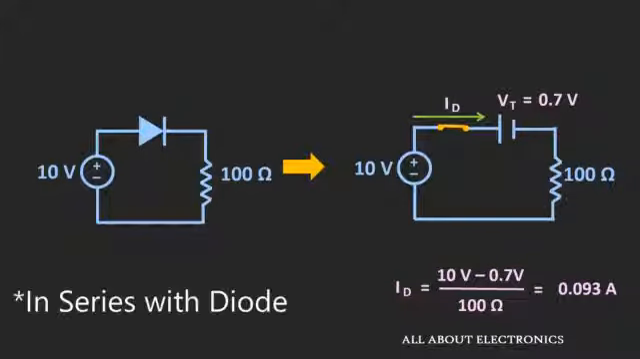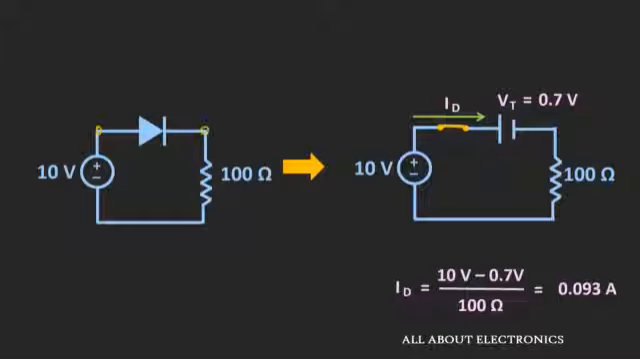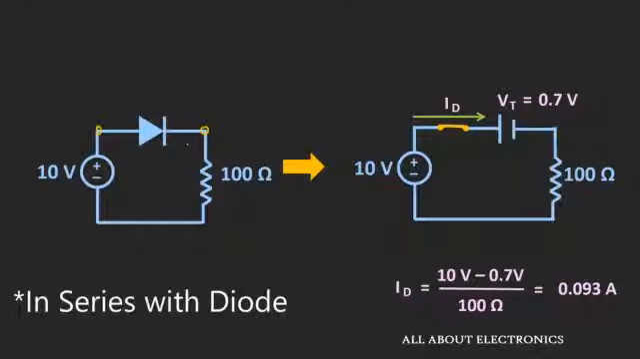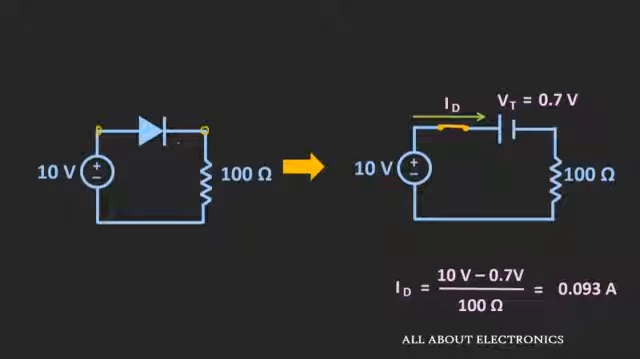So in the circuit, if the Thevenin's equivalent resistance which appears across the diode is much more than the diode resistance, in that case the diode resistance can be neglected. But if the Thevenin's equivalent resistance is comparable to the diode resistance, then we also need to consider this diode resistance. For example, let us assume that the diode has a resistance of 25 ohm. Now this resistor is comparable to this 100 ohm resistor, so we need to consider this diode resistance.